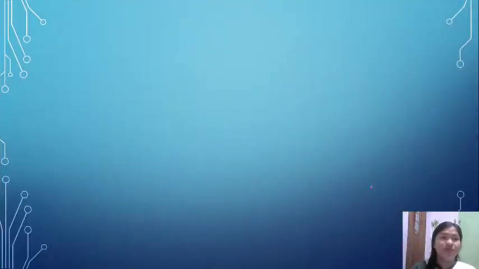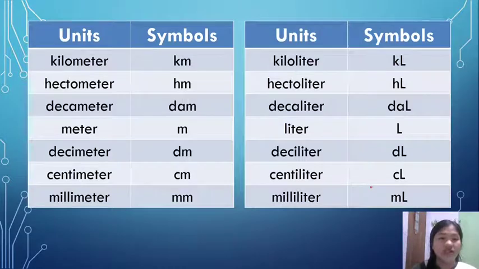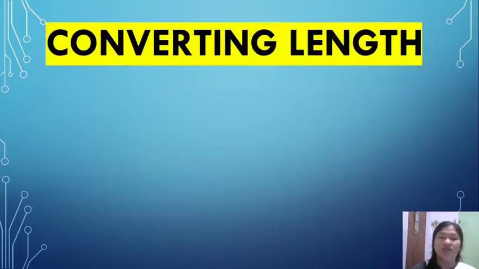Okay, so now that you already know the different metric measures, so let's go back to the symbols for length and capacity. So ayan po, pare-parehas lang po. Napapalitan lang yung M, L, and then G for mass. So let us now try to convert. How to convert from one unit to another.